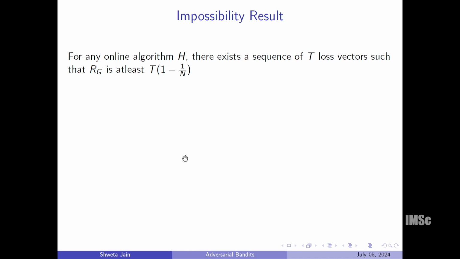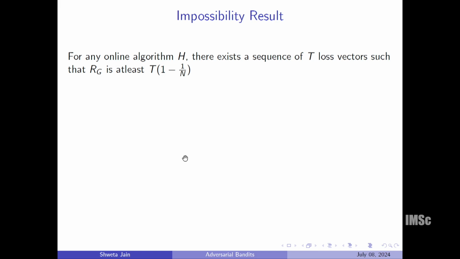There will be at least one arm whose probability will be less than or equal to 1 by n. This is easy. If everybody is greater than 1 by n, then the sum will be greater than 1. So at least one arm will be there whose probability will be less than or equal to 1 by n. Do we agree? We basically do the same logic.